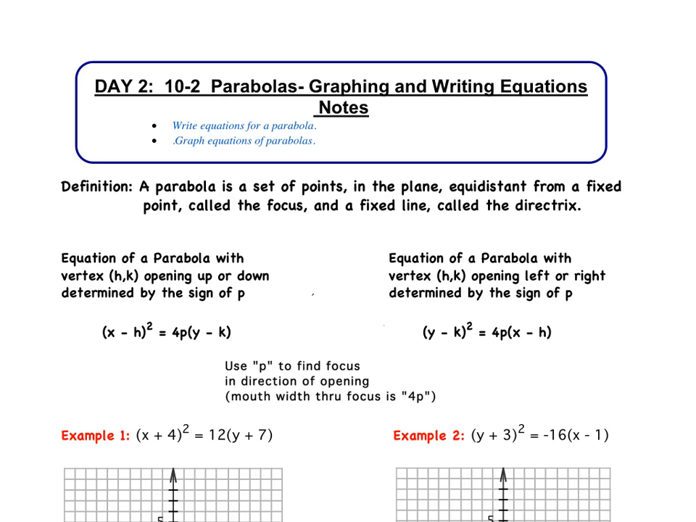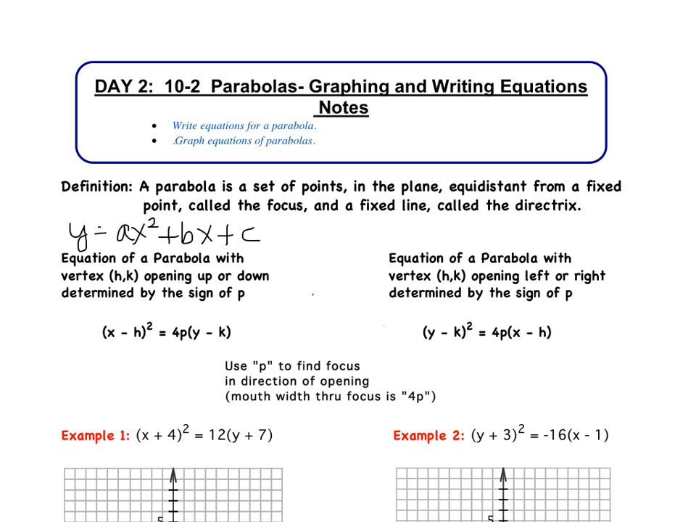Now we've talked about parabolas before as functions. That was when we had y equals, and I'll write that equation for you: y equals ax squared plus bx plus c, where parabolas only open up or down. Now we're going to talk about parabolas that open up or down, but also parabolas that open left or right. The format of our equation is now a vertex format, where the vertex is (h, k).